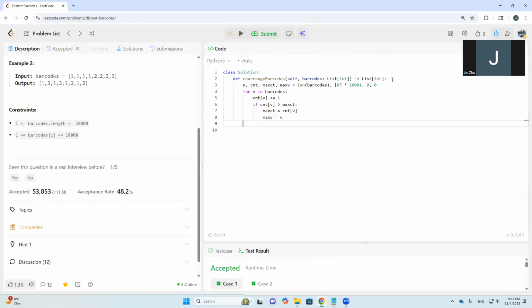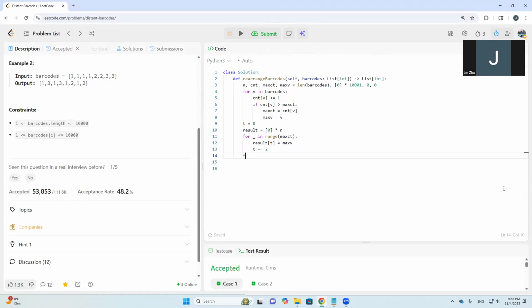Then we fill the highest frequency. So we set t equals zero, result equals zero multiplied by n. Then for this one in range max count, sorry, it should be max count, we're going to have result[t] equals max v, and we have t plus equal to 2.